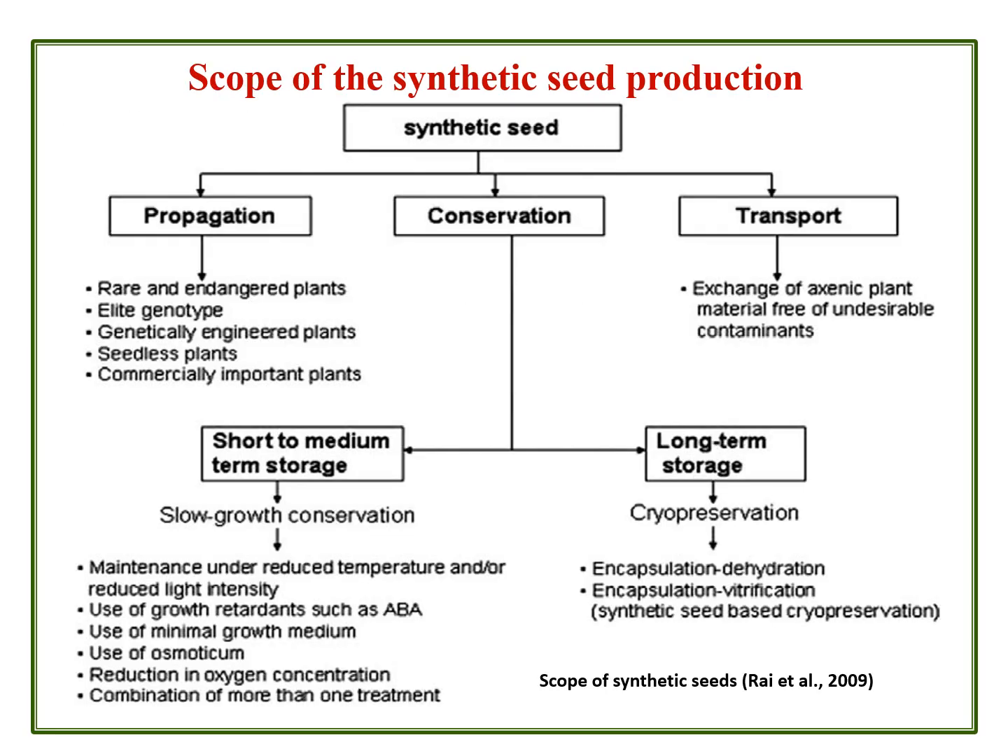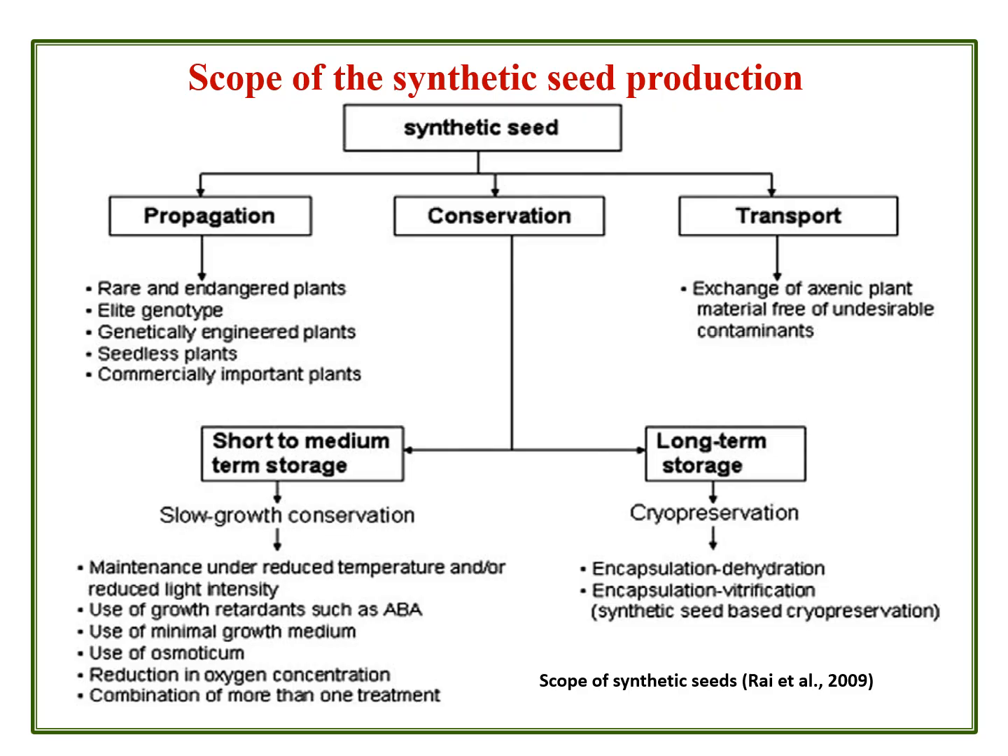So this is the scope of synthetic seed production: propagation, conservation, transport. Rare and endangered plants can be propagated through synthetic seeds. Elite genotypes can be maintained under aseptic conditions. Genetically engineered plants can be prepared. Seedless plants can be prepared. I mean, edible portions, the juicy part, of commercially important plantations can be enhanced through synthetic seed production.